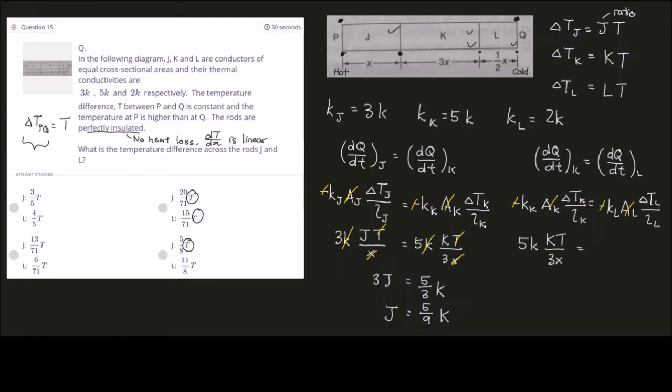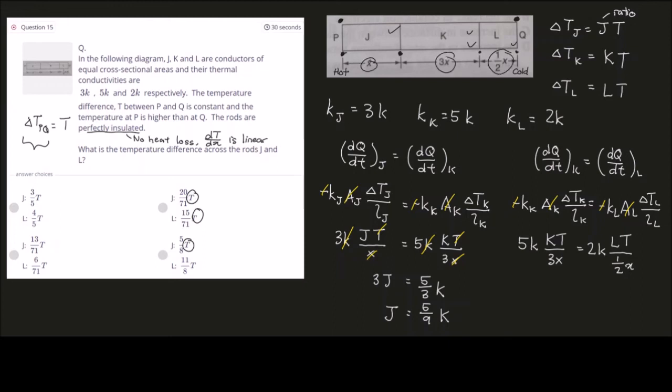Then kl here, how much is it? 2k. Delta TL expressed in terms of LT. Then the length of L, represented as half of X. If you're not sure where I get my lengths, it's all in the diagram itself.